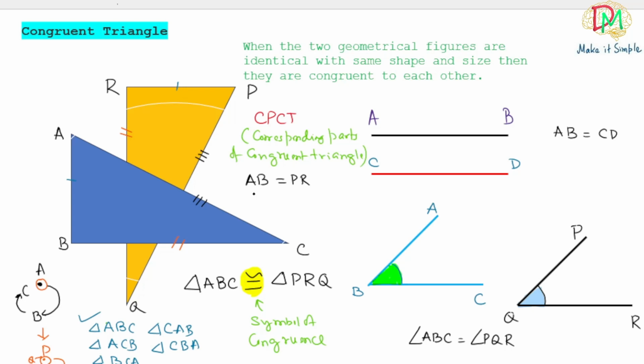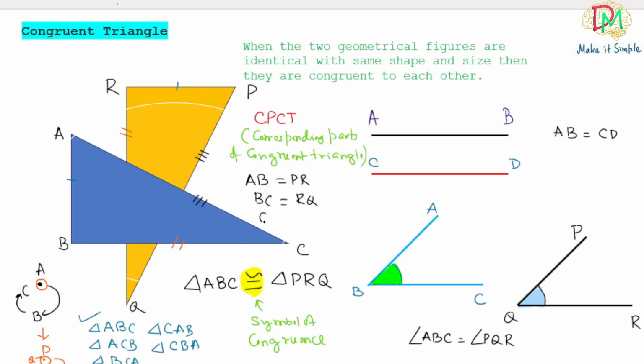Next we can write BC. Now look at this BC. Then we start from R to Q, that is RQ. Now we verify this BC here, and we can say this is the base of this right angle triangle. So look at this RQ. It is also the base of this right angle triangle. Is it clear?